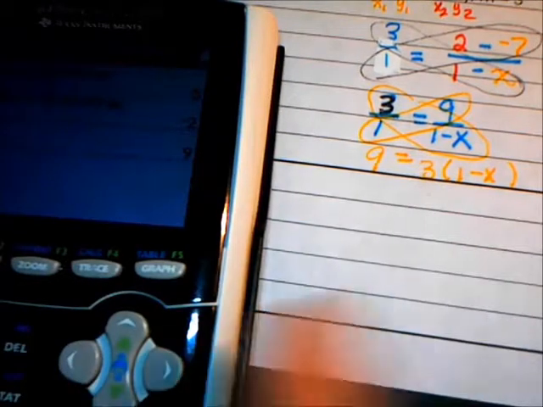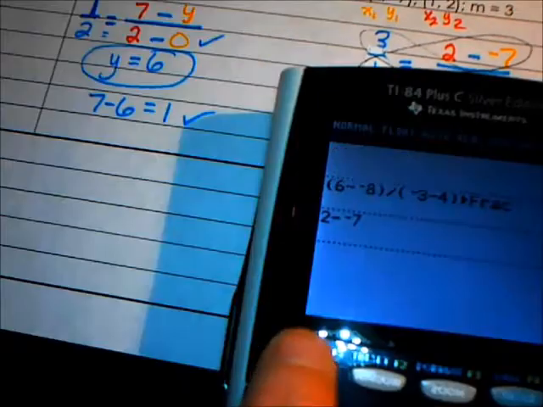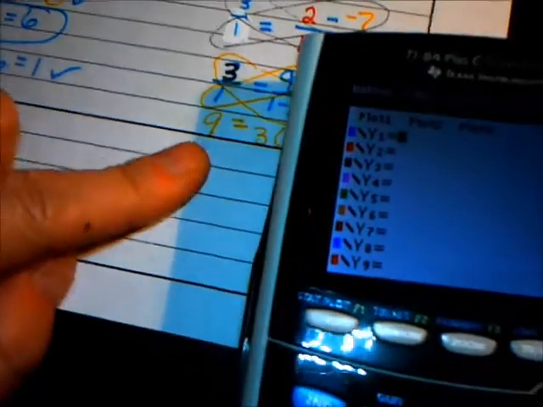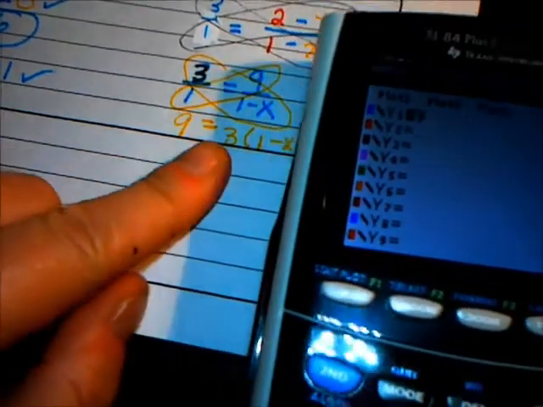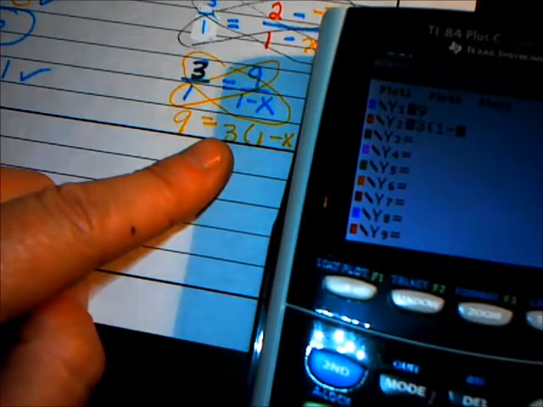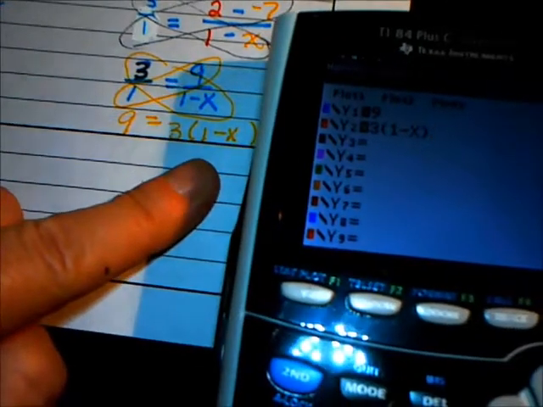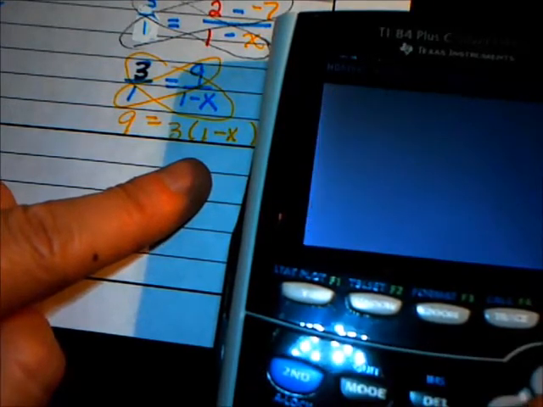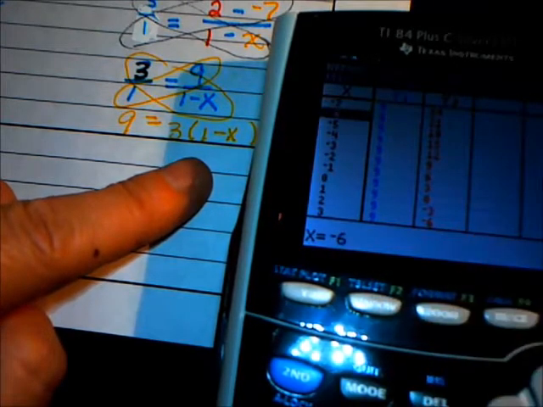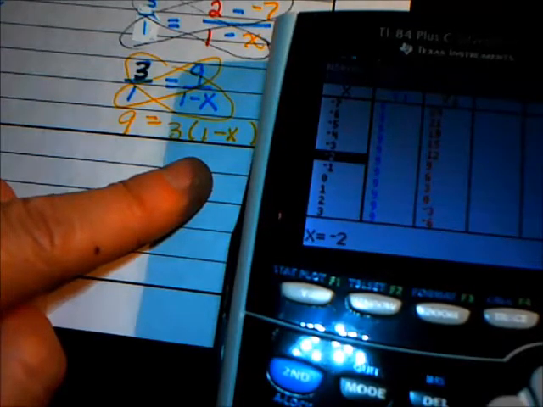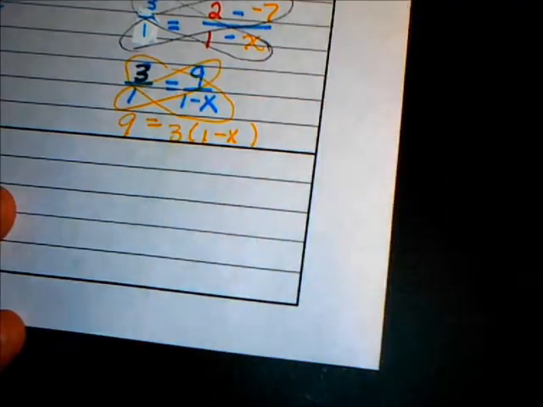Okay, so here we go. We have an equation. Let's go back to our y equals. Let me clear those things off. y1 is a 9. y2 is 3 parentheses 1 minus x, and I'm going to close my parentheses. I want to solve this, so I'm going to go to the table, and I'm looking for where it has a 9. Right there is my 9s, and the x value is a negative 2. And here x is equal to negative 2 when that happens.